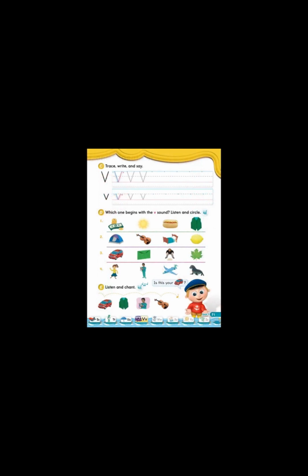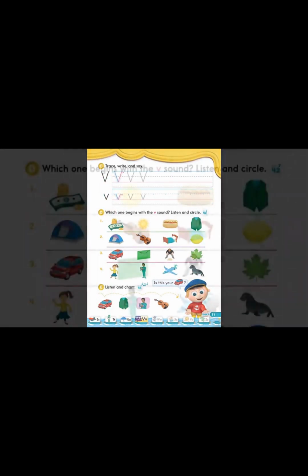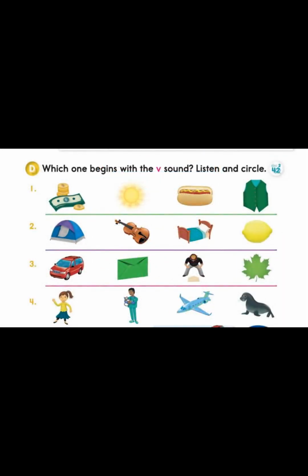Page 71. D. Which one begins with the V sound? Listen and circle. 1. Money. Sun. Hot dog. Vest. 2. Tent. Violin. Bed. Lemon.